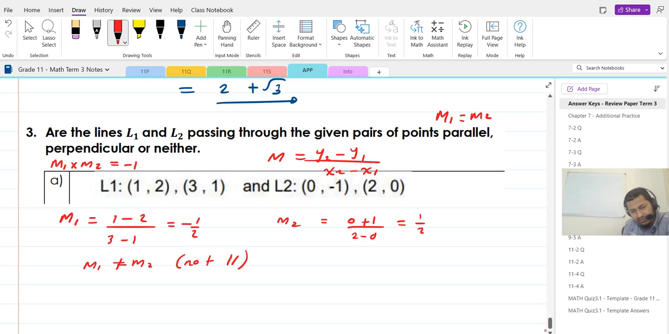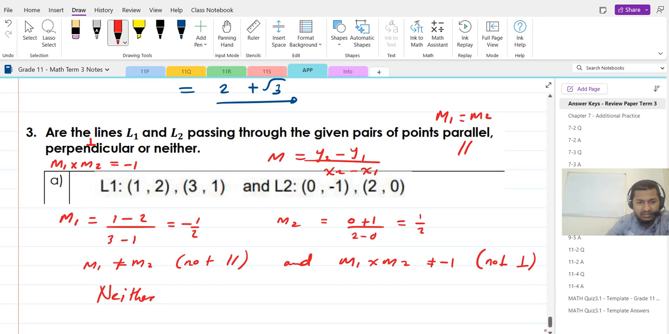This is the symbol for parallel lines, the two slashes, and the symbol for perpendicular lines is an upside down T. So it's not parallel. And m1 times m2 is not equal to -1. Can you see? The product of -half times half is -1/4. It's not equal to -1, so it's not perpendicular. So what's the final answer? The final answer is neither. It's neither parallel nor perpendicular.